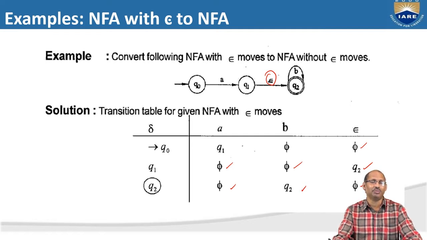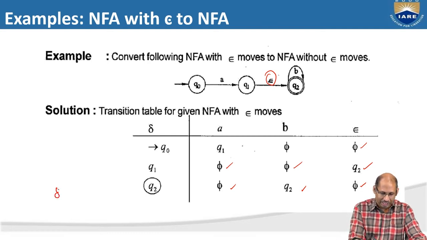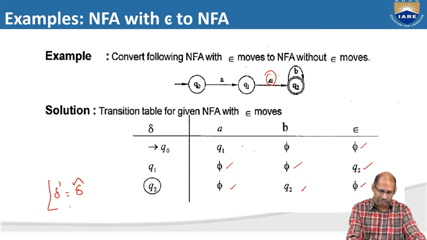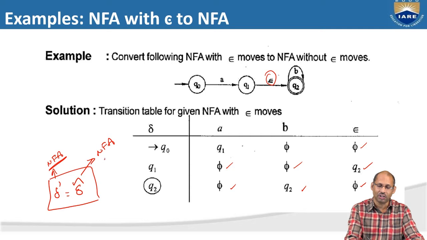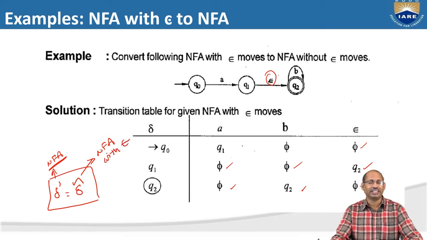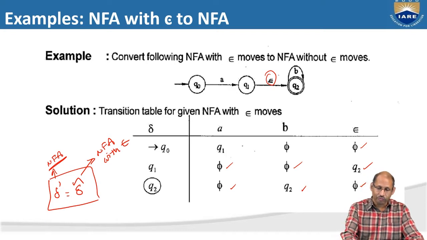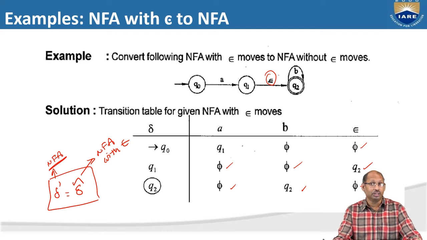In this conversion process, NFA with epsilon to NFA, the first step is to find the epsilon closure. Then, the NFA without epsilon transition is equivalent to the string transition function of the NFA with epsilon. So, this is the conversion formula. To find the NFA transition, we have to consider the string transition function of the NFA with epsilon. The first step is to find the epsilon closures of the states.